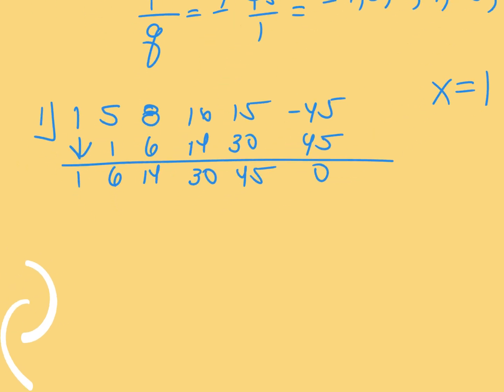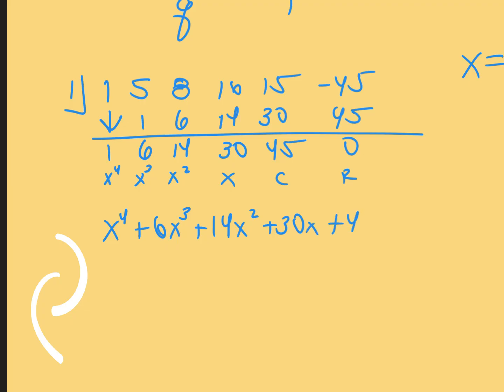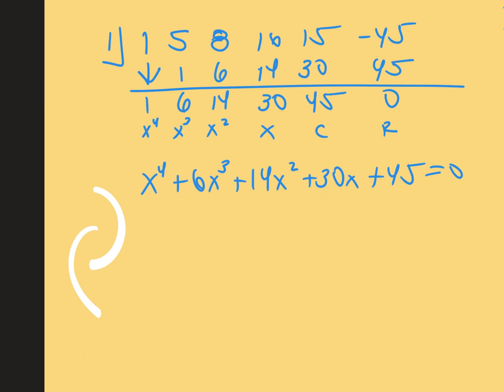All right, so I started off with x to the 5th. What do I have left here? X to the 4th, x cubed, x squared, x, constant, remainder. So I rewrite my polynomial: x to the 4th plus 6x cubed plus 14x squared plus 30x plus 45 equals 0. Do we know how to factor that? No. So what do we have to do again?